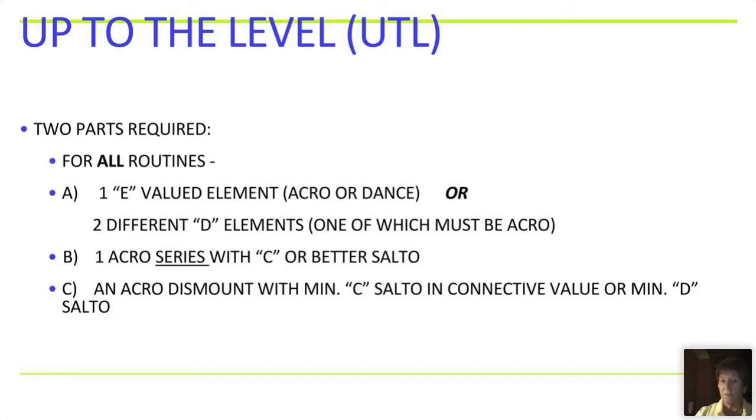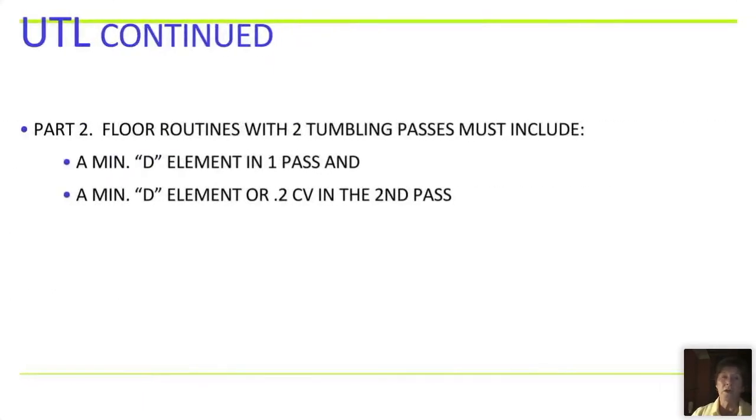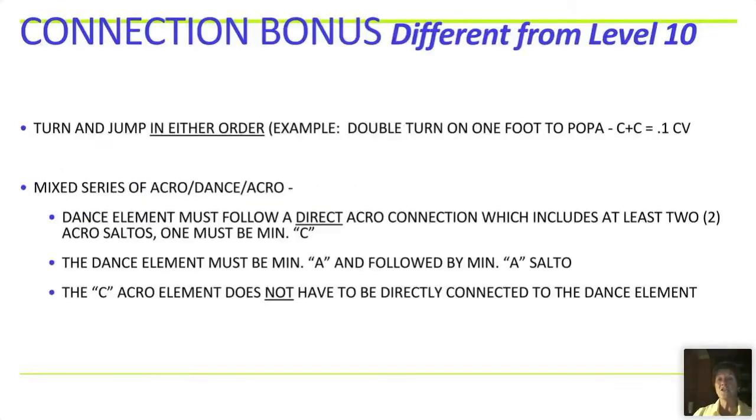That's part 1. The other part that you have to look at is if a routine only has 2 tumbling passes, one of them has to be a minimum of a D element, and the other pass has to have a D element or 2/10 CV in the second. These are the connection bonuses that are different from level 10.